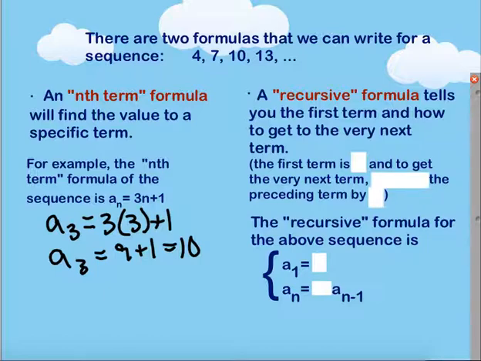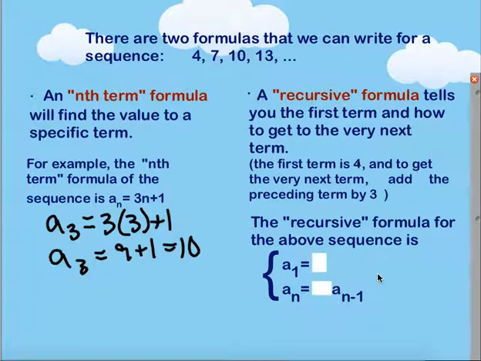Whereas a recursive formula tells us how to get to the next term. So if the first term is 4, to get to the very next term, we have to add 3 to the preceding term. That's our pattern. We do 4 plus 3, 7 plus 3, 10 plus 3, and so on.